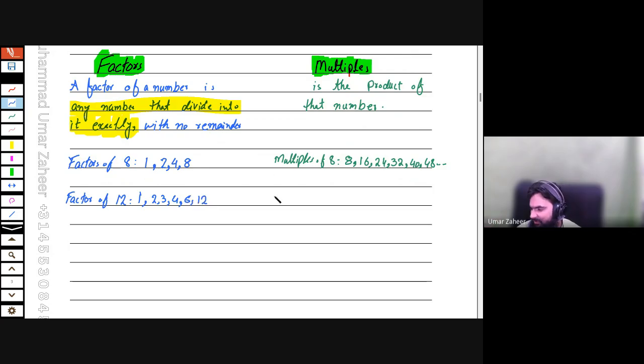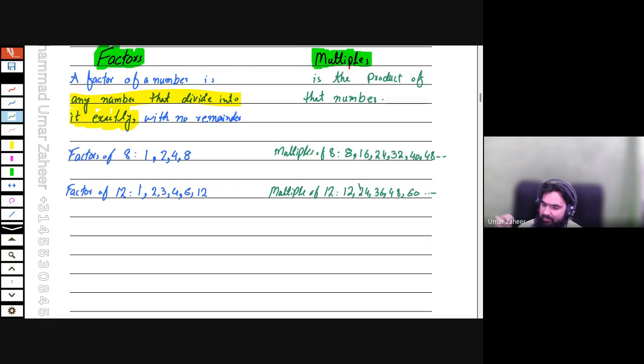In the same way, if I'm going to talk about the multiples of 12, we have 12. 12 times 2 is 24. 12 times 3 is 36. 12 times 4 is 48. Then it will be 60, and so on.